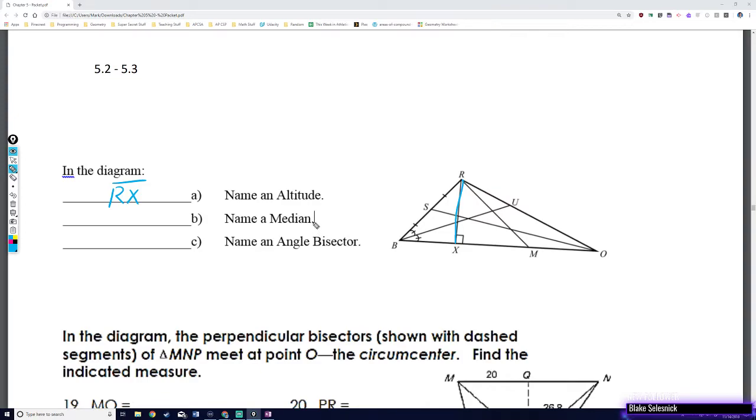Okay, median. When I think about a median, all right, this cursor here totally bothers me.